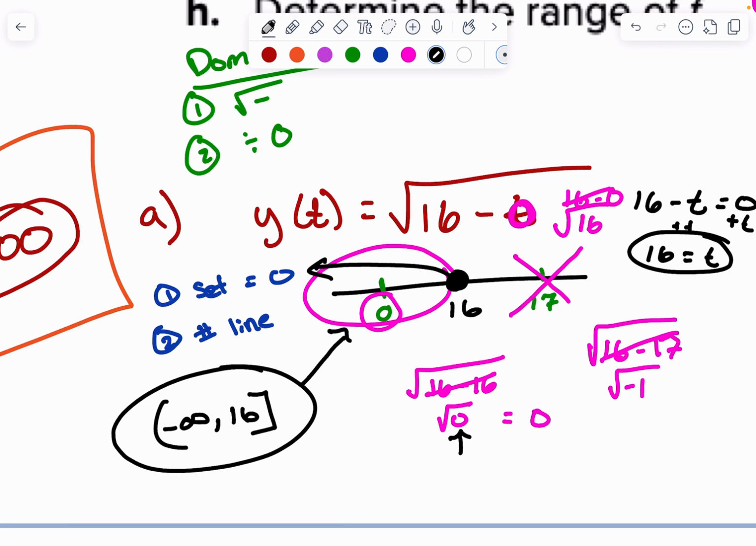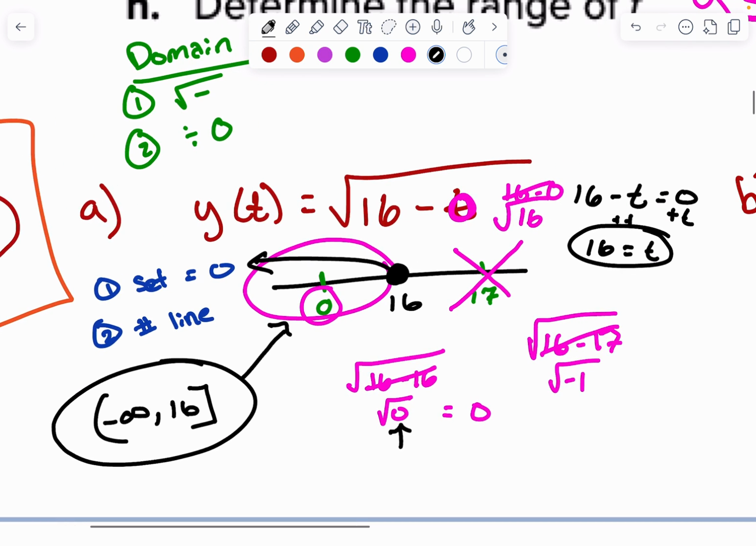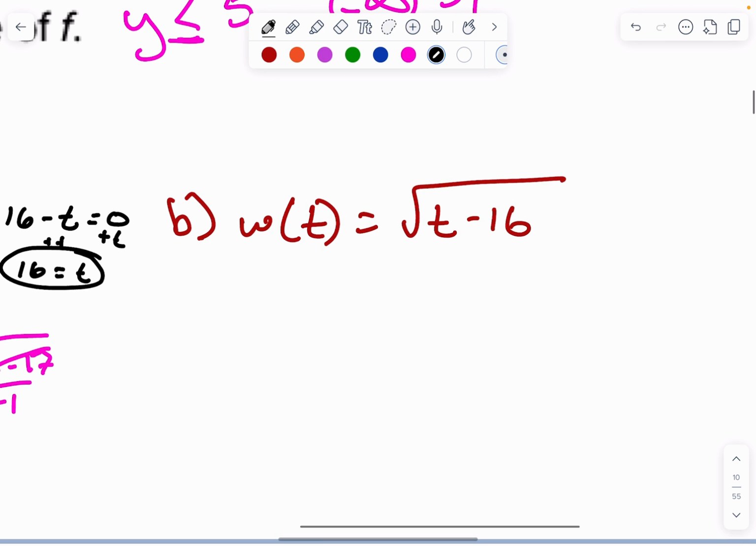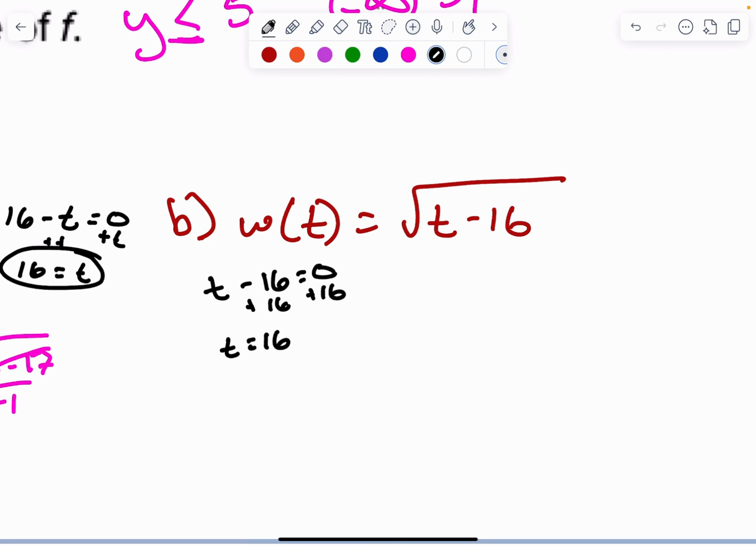Part B is going to be similar to that. I'll pause there for just a second so you can get that written down. Part B is similar, but it's t minus 16 instead of 16 minus t. I'm still going to do the same steps. First, I set t minus 16 equal to 0. If I add the 16 over, t is equal to 16. That's my critical number again.